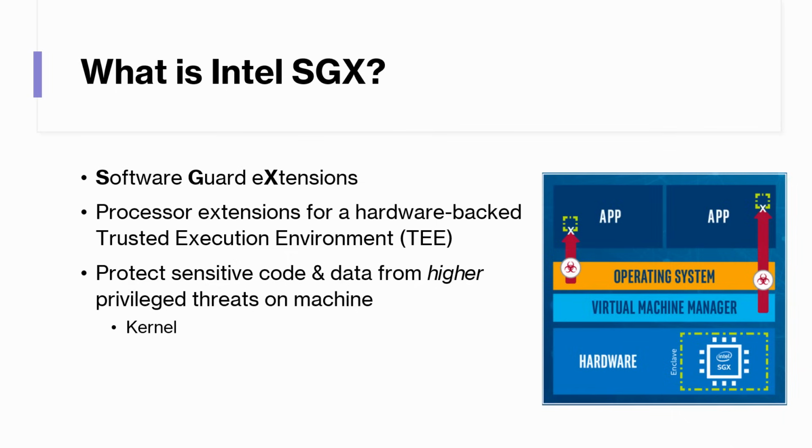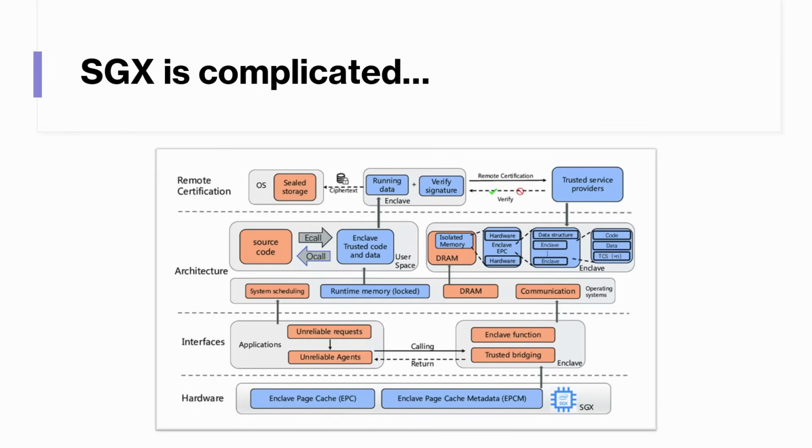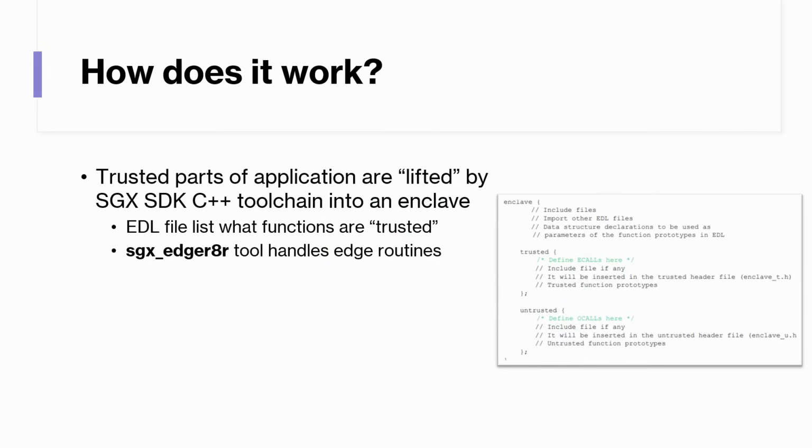So if you have your code running in an enclave, it's not only protected from the kernel, the hypervisor, even BIOS, SMM, or management engine, and even physical attacks on the machine, because any memory leaving the core is transparently encrypted on the fly. So SGX is also quite complicated, but I'll try my best to give a brief but sufficient overview. So how does this work?